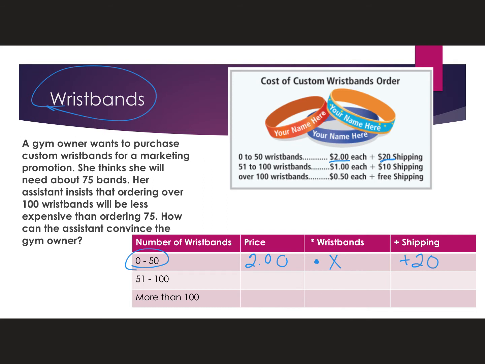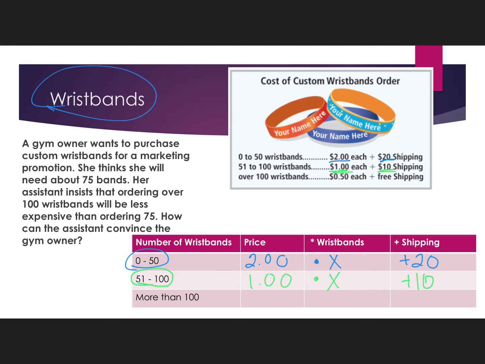If I am ordering 51 to 100, then I trust is $1 each. So they're $1 each. Plus I still have to multiply that times the number of wristbands. And my shipping is $10.